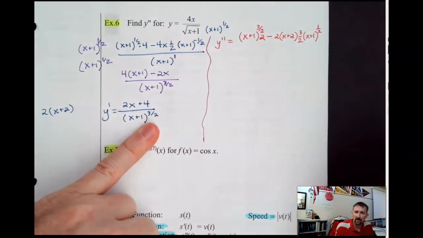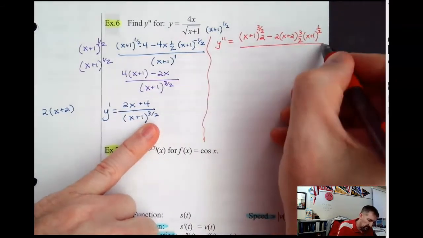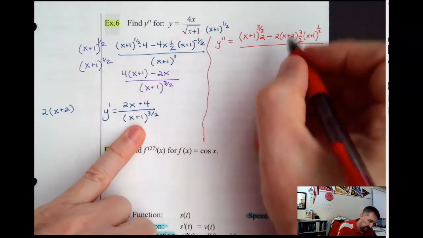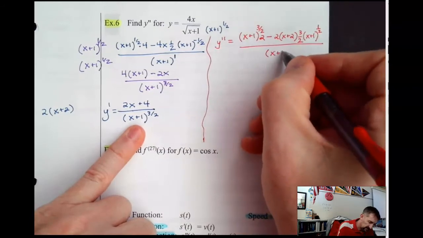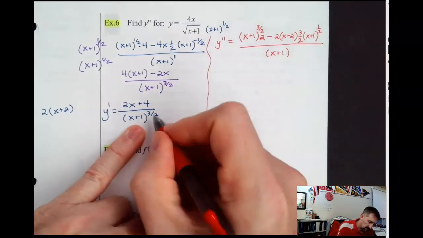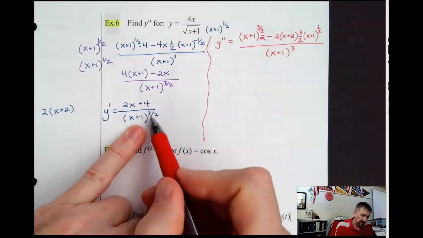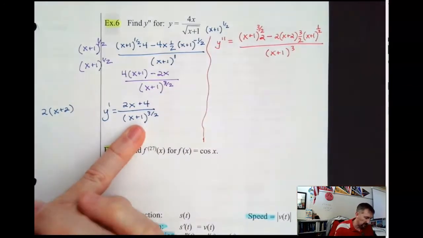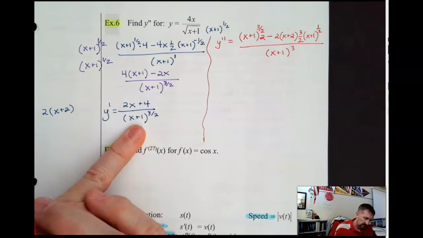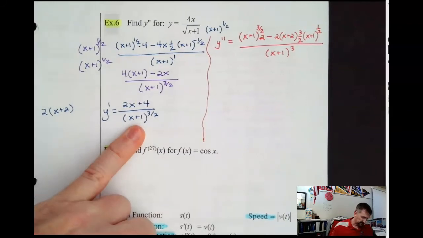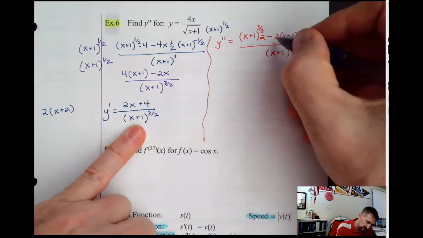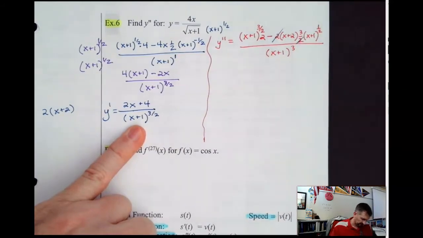3/2 minus 1 is 1/2. And that's going to be over this squared, and this squared is x plus 1 cubed. If you raise that to the second power, power to a power, you multiply. All right? Now, there's a couple things we can do in there. We see this 2 here. We can cancel that 2 out.